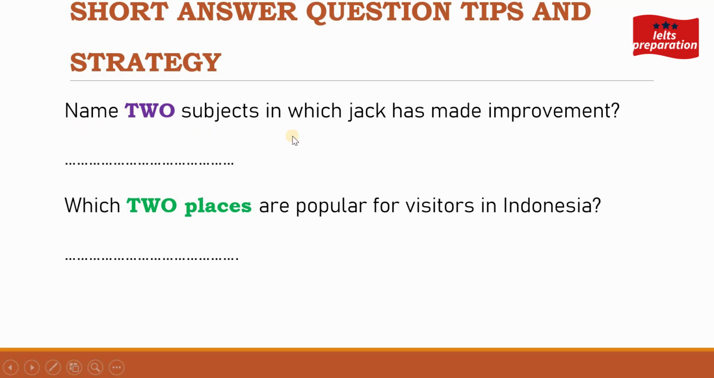The third question is: name two subjects in which Jack has made improvement. So here you have to understand that I have to answer with two pieces of information, or two subjects. So it's number two, so you have to write two subjects, for example, maths and chemistry, physics and English, etc. So you have to give attention to this keyword too. Now, which two places are popular for visitors in Indonesia? So then you have to understand that the information required is two, but they are places. So, guys, this was about short answer questions in IELTS listening.